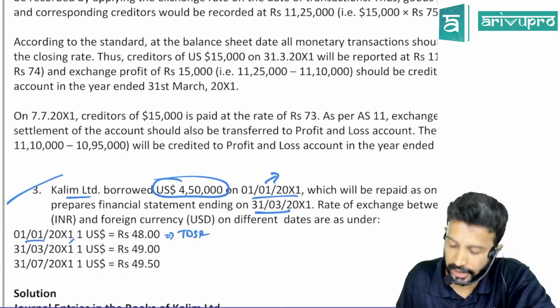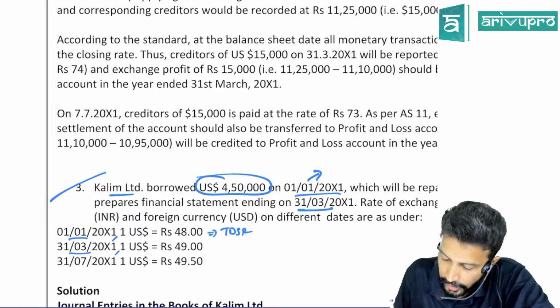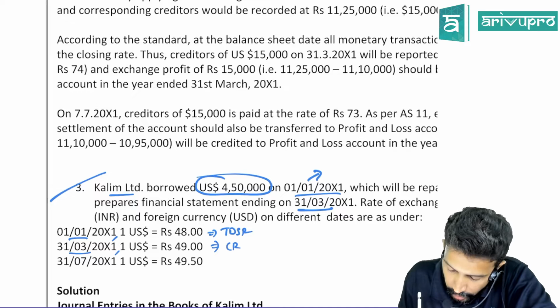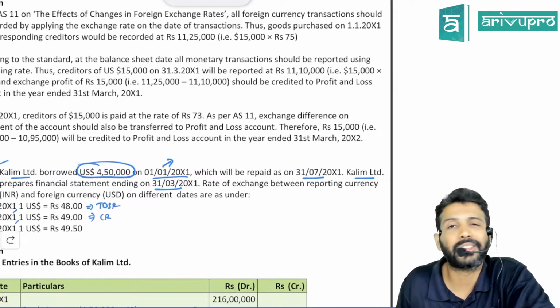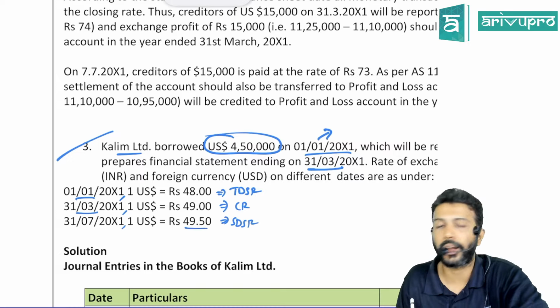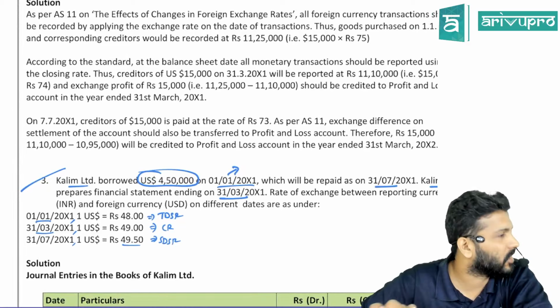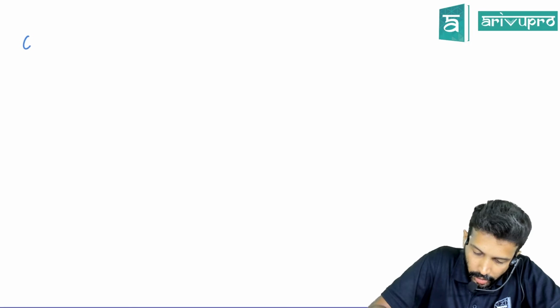TDSR. Transaction date spot. On 31st March, $1 is equal to 49. This we call the closing rate. On 31st July, when you need to repay the loan, that means this is your settlement date spot rate. $1 is equal to 49.5. Perfect. That's all. You need to journalize this. Can we do it? Question number 3.